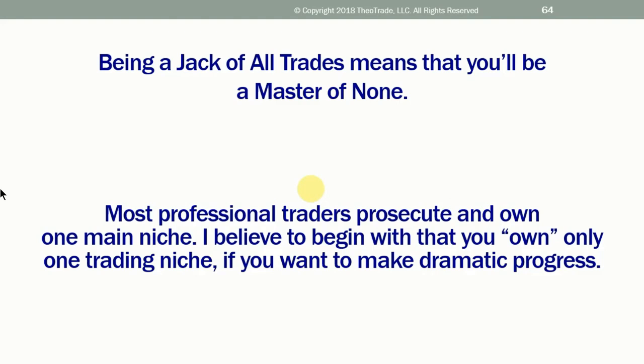Now, that doesn't mean that down the road they can't trade more than one thing. I've got a couple of niches myself between selling options and buying options. Those are what I consider to be niches, but I've been doing this long enough that I built up one niche at a time. So if this is important to you, you've got to really focus on this. You have to own one trading niche if you want to make dramatic progress.